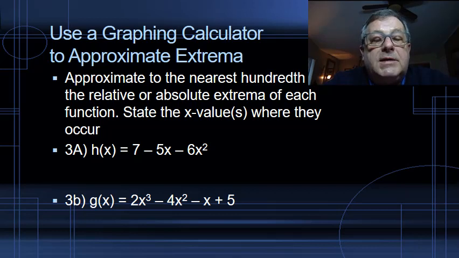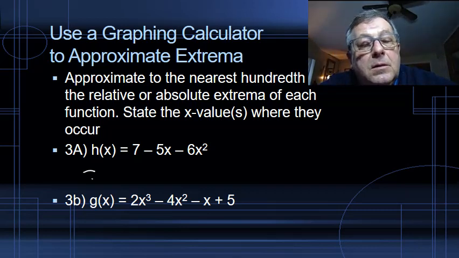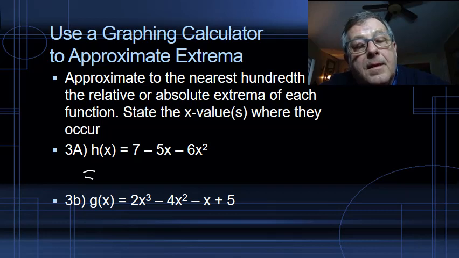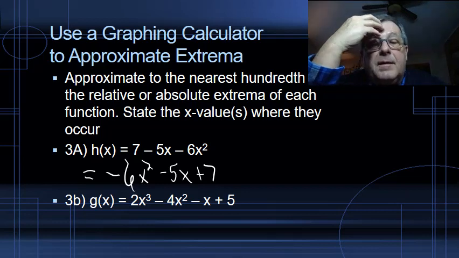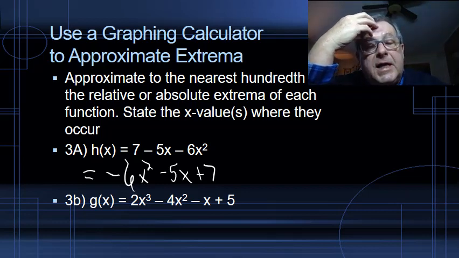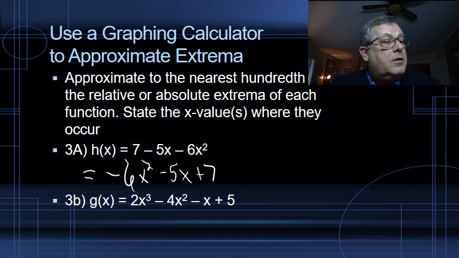The first one is h of x is equal to 7 minus 5x minus 6x squared. I'm going to rewrite that when I enter it as negative 6x squared minus 5x plus 7, just because I like to have that in standard form. And then the second equation we're going to look at is g of x equals 2x cubed minus 4x squared minus x plus 5. So keep those in mind.